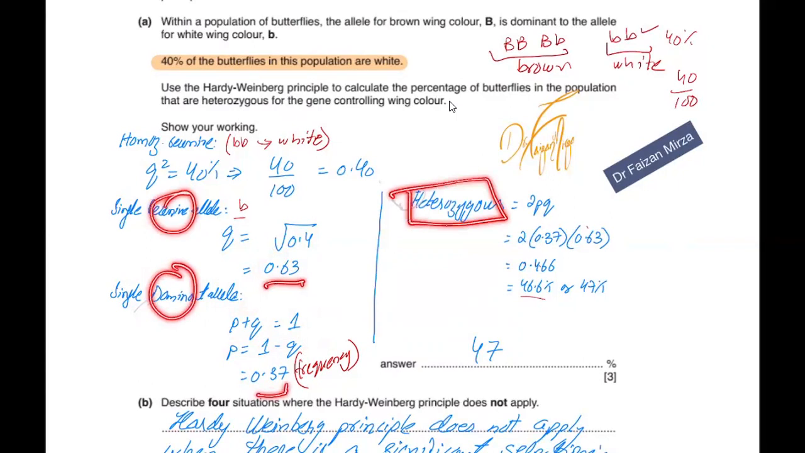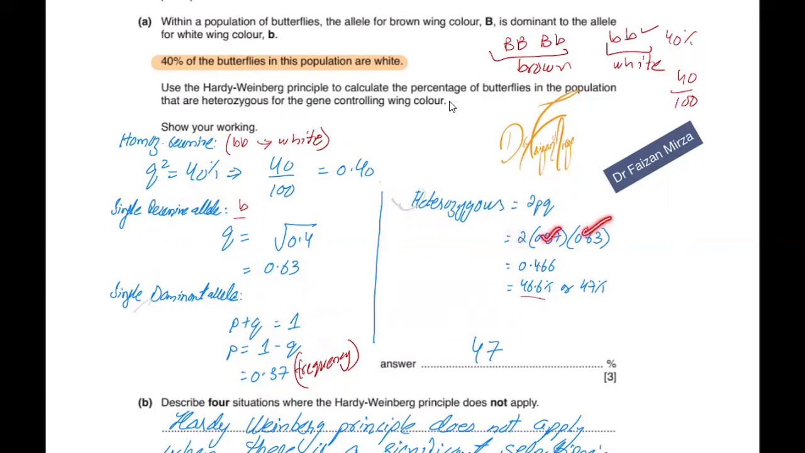What we need to do now is calculate the heterozygous. Heterozygous is always 2pq. So how do we do it? We'll just apply the formula of 2 multiplied by p multiplied by the value of q. So we know the value of p is 0.37 and the value of q is 0.63, as calculated by us.